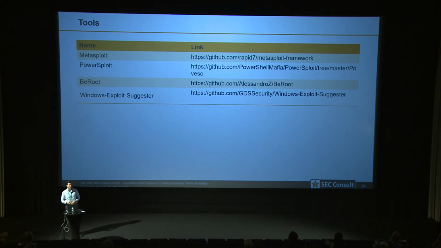BeRoot is a nice tool which you just execute, and it tells you, hey, I found this service executable file with weak permissions, or I found this unquoted service path, et cetera. And the last one is the Windows Exploit Suggester, which tries to find out all patches that have been installed on the system and matches it with the Microsoft patch database, so that it finds out whether all patches have been applied or whether there are missing patches.